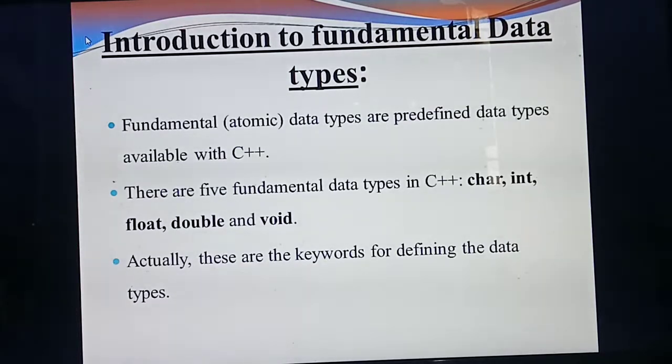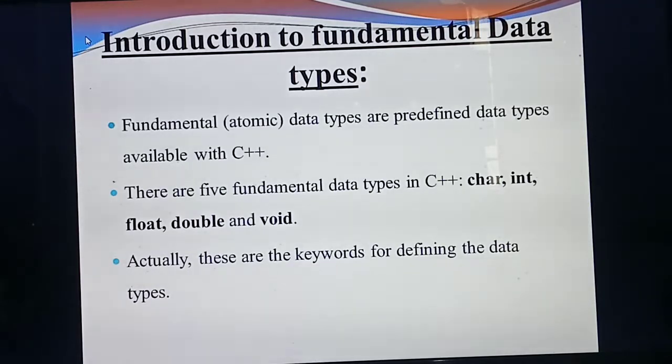Okay. So in C++ there are 5 fundamental data types. What are they? Character, integer. Character is given by the word char, C-H-A-R. Integer is given by the word int. Point numbers, decimal numbers or fractional numbers are given by the data type float. Then long integer is given by the data type double. Next thing is void.